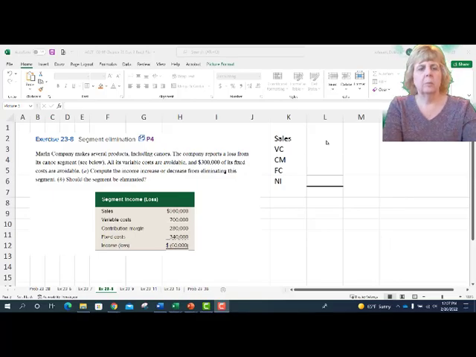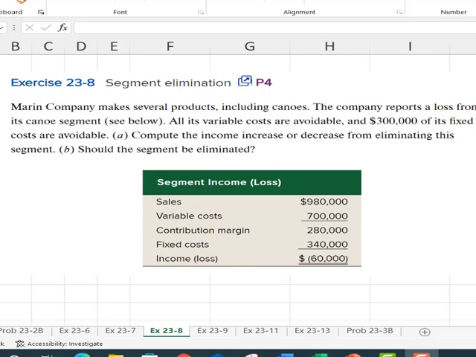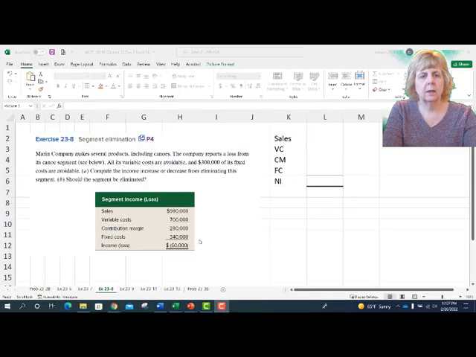Okay, let's do an example of a segment elimination. It says that Marin Company makes several products, including canoes. The company reports a loss in its canoe segment, as you see in the statement below. Then the author goes on to tell you that all the variable costs are avoidable, and $300,000 of the fixed costs are avoidable. So compute the income increase or decrease from eliminating this segment, and then they ask you a follow-up question: should the segment be eliminated?